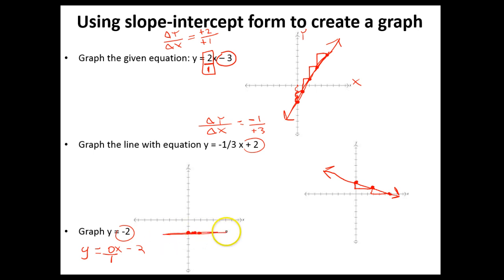And remember, that's a horizontal line. Horizontal, 0 slope, y equals -2 is the equation in this case. Alright, so that's it. Now we're going to practice as a class.